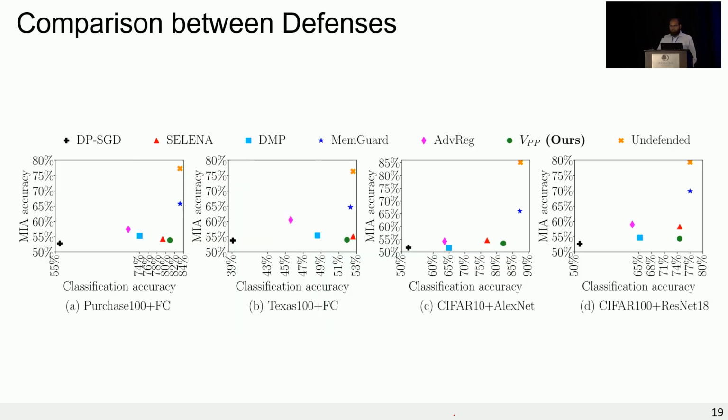Here is the comparison of the differences, both in terms of privacy and utility, or accuracy. The bottom right corner is the target, the ideal case. Looking at the green circle, we are again comparable or a little bit outperforming the baseline defense.